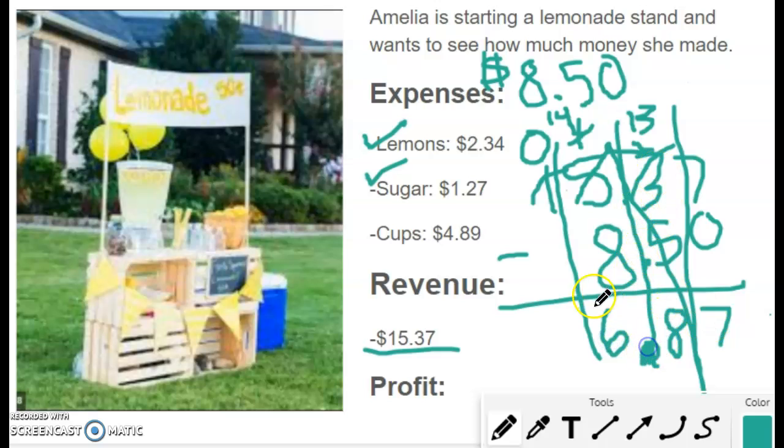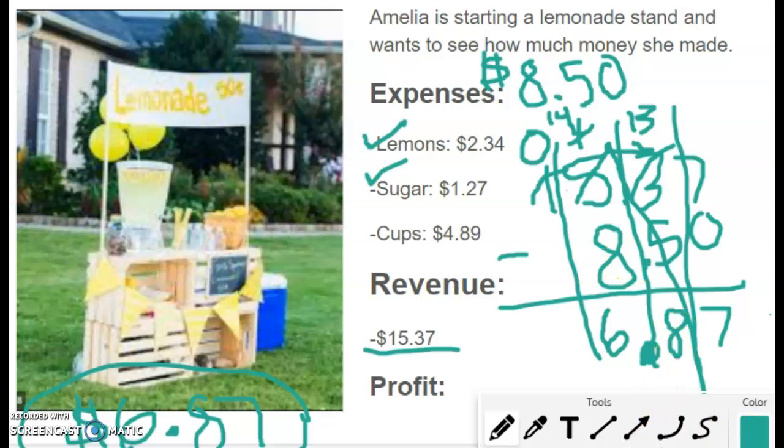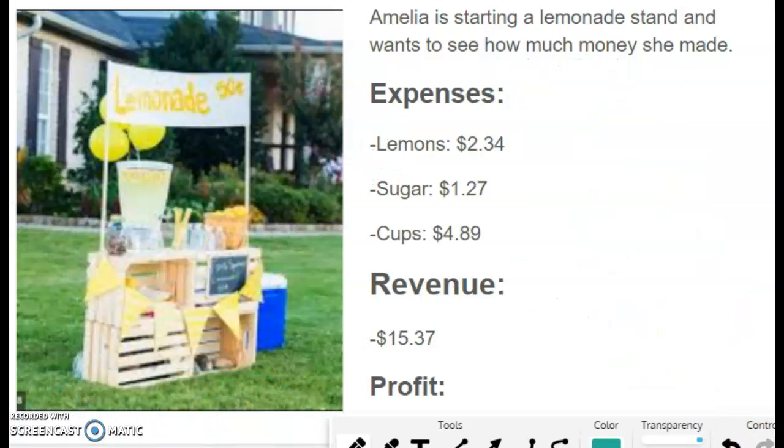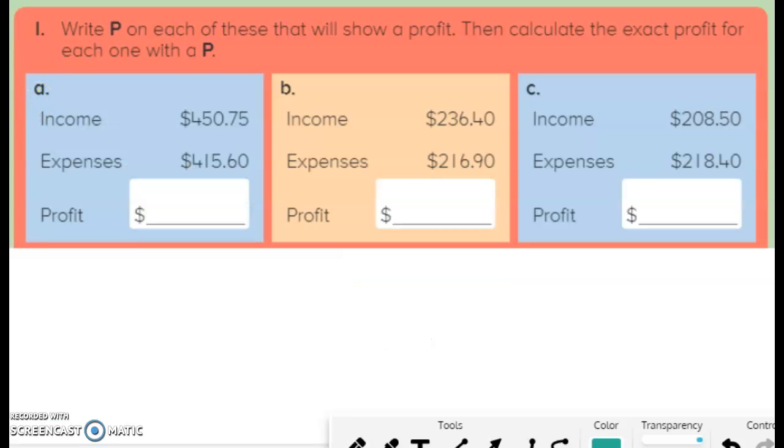So when she did her lemonade stand, she made $6.87. Yay! So that is revenue. That is some good money there. Okay. So now let's look at some other examples. I want you to go ahead and do A on your own. Pause the video.